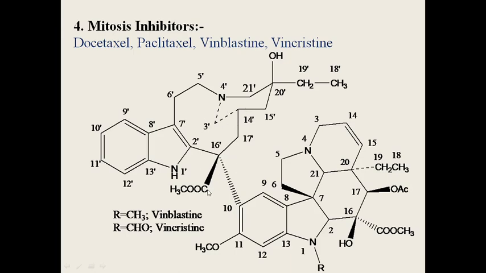Here it is COOCH3, here is acetate, and here NH only, and here it can be substituted. If R is equal to CH3, here it will be vinblastine. If R is aldehyde CHO, it will be vincristine. And here this is a benzene ring. With this benzene ring, it is a pyrrole, so it is an indole structure, and there are much more.